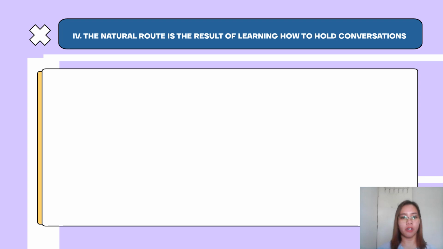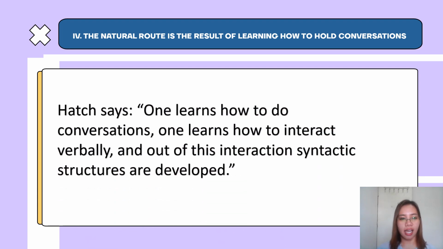The fourth principle is that the natural root is the result of learning how to hold conversations. Hatch suggests that interaction determines the root of SLA. Hatch says also, one learns how to do conversations, one learns how to interact, and out of these interactions, syntactic structures are developed. So, in other words, the more the children interact verbally, the more they develop an understanding of how to form sentences and use syntax correctly, as these structures emerge from real communication rather than formal teaching alone.